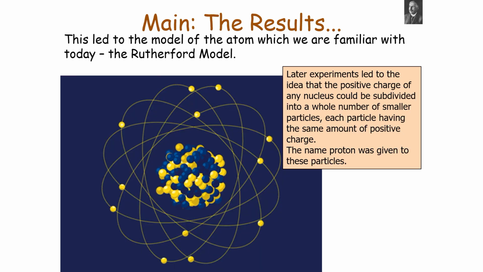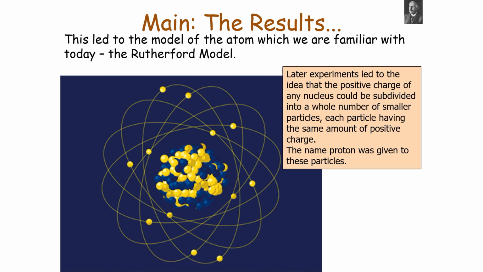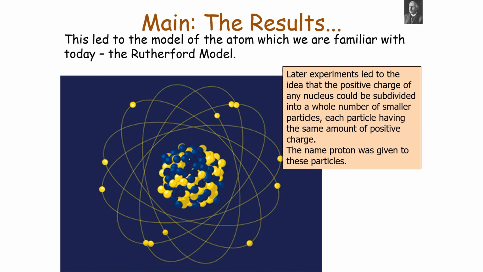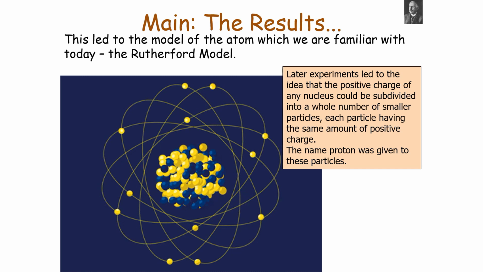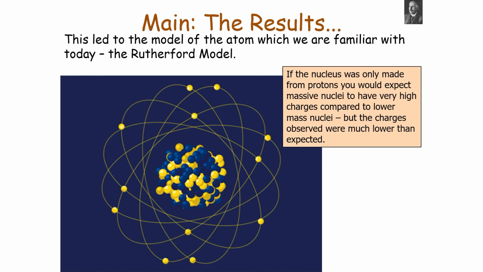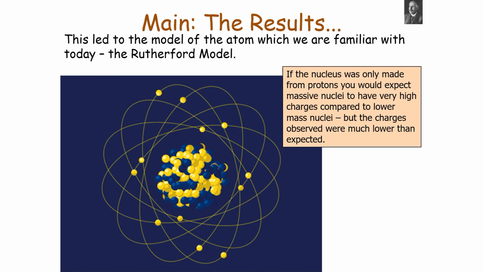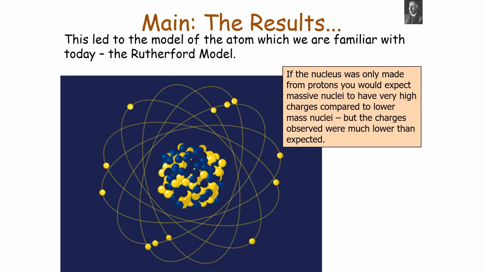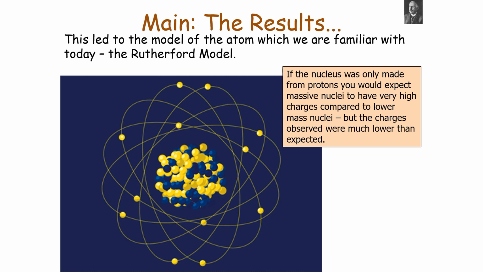Later experiments led to the idea that the positive charge of any nucleus could be subdivided into a whole number of smaller particles, each particle having the same amount of positive charge. The name proton was given to these particles. Now if the nucleus was only made from protons, you'd expect massive nuclei to have very high charges compared to low mass nuclei, but the charges were observed to be much lower than expected.